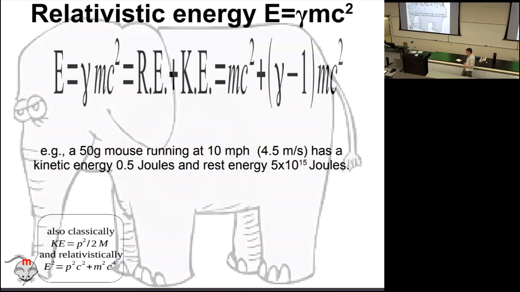So if we could really see the energy of the running mouse, we would see that its energy associated with motion is a tiny, tiny, tiny fraction of a joule. Its energy associated with its mass is enormous, 10 to the 15 joules. The secret of E equals mc squared is that small amounts of mass, like the mass of a mouse, are actually massive, absolutely massive stores of energy, absolutely massive resources of energy.